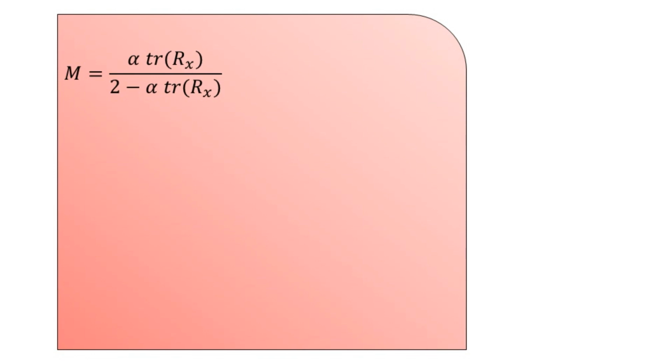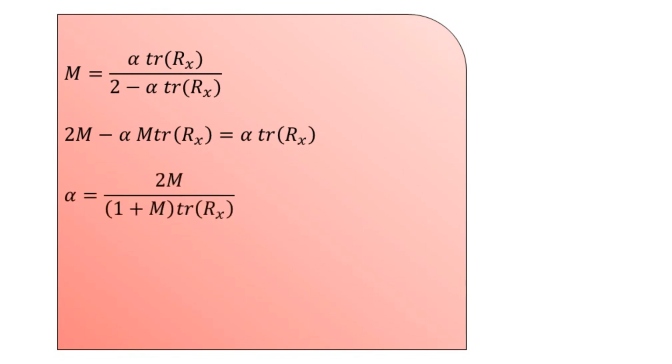So we get the equation: twice capital M minus alpha capital M Tr of the autocorrelation matrix R_x is equal to alpha multiplied by Tr of R_x. When we isolate alpha, we get alpha equal to twice capital M divided by 1 plus capital M, multiplied by Tr of R_x.